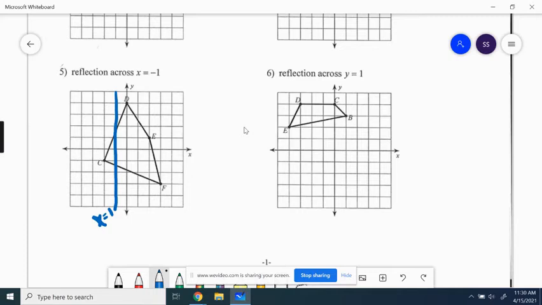And now number 6 is reflecting across y is equal to 1. That would be right here. All right, that's a bad line. Try to do that better. Pretty hard on this pad that I have here. So this is y is equal to 1. There you go. You should be able to reflect that over that now.